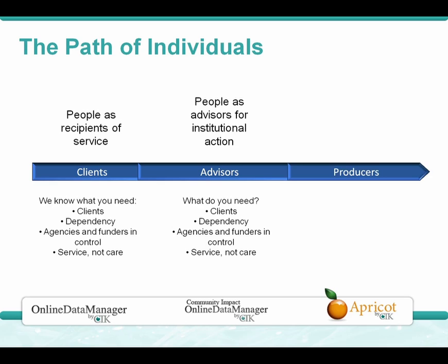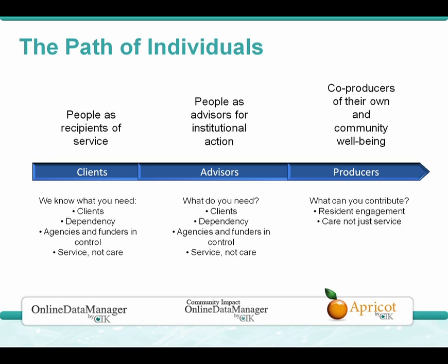So the third role is co-producers of their own and the community's well-being, the opportunity to share their gifts, to share their abilities and be part of the solution. And in that case, we ask a second question. Not only what do you need, but now we ask the question, what can you contribute? And this leads to resident engagement. And now we bring in care, not just service.